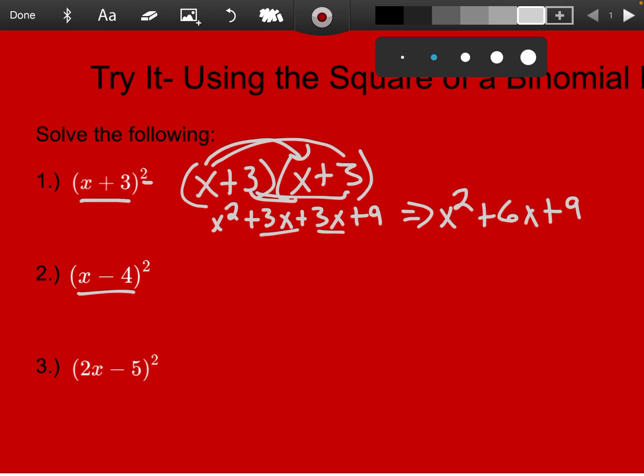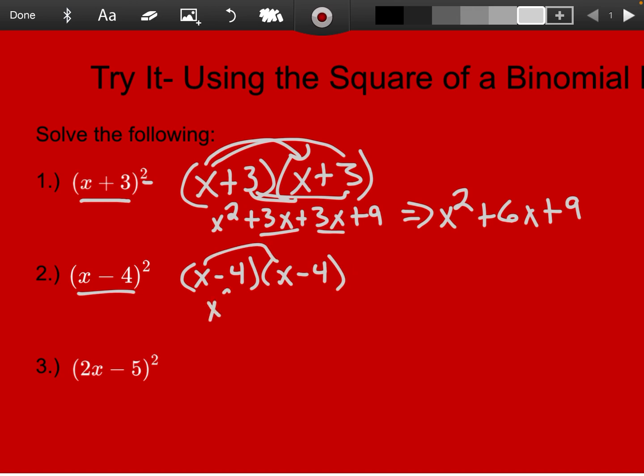Okay, so again, let's rewrite this thing. It's the same thing as x minus 4 times x minus 4. Okay, we can use FOIL again, x squared. This is a minus 4, so negative 4x. Same thing, negative 4x. And then negative 4 times negative 4.